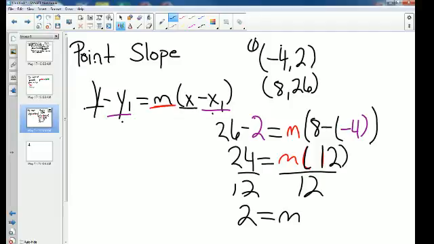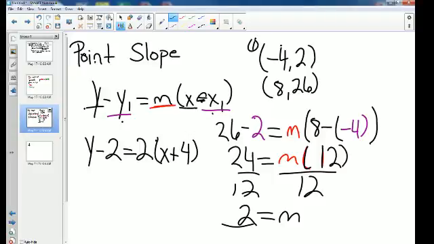After you do all this algebra, you'll go back to your original point-slope equation and write it as y minus 2 is equal to 2, our slope, times x plus 4. That's because here it's negative, and in our equation it's a -4, so it becomes plus 4. That just makes it a bit easier, or it can. So there's our equation for that line.